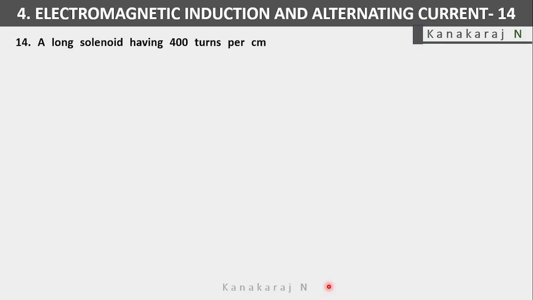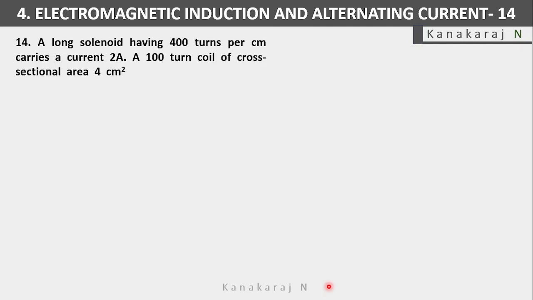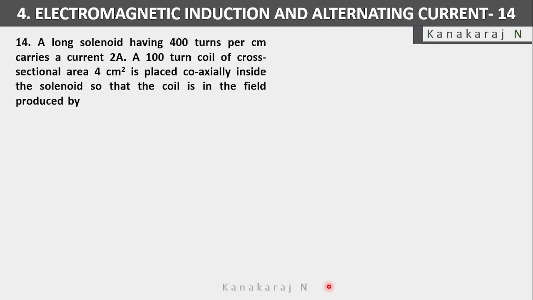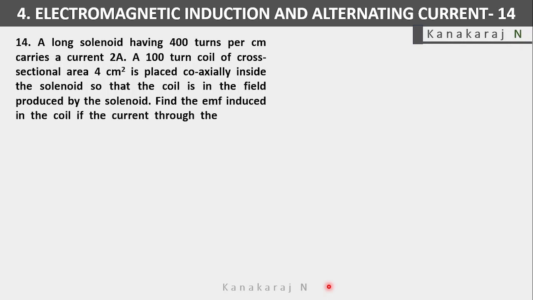A long solenoid having 400 turns per centimeter carries a current of 2 ampere. A 100-turn coil of cross-sectional area 4 square centimeter is placed coaxially inside the solenoid so that the coil is in the field produced by the solenoid. Find the EMF induced in the coil if the current through the solenoid reverses its direction in 0.04 seconds.